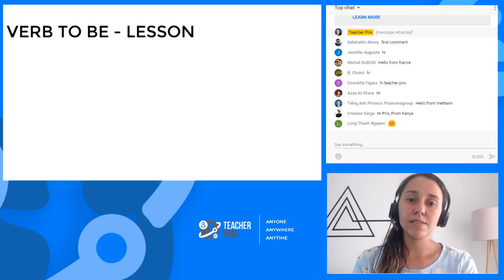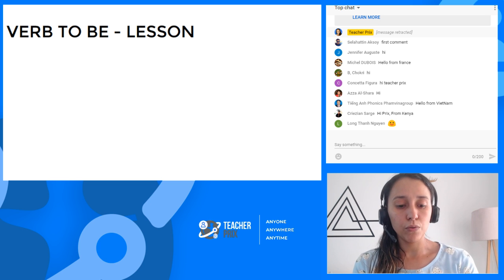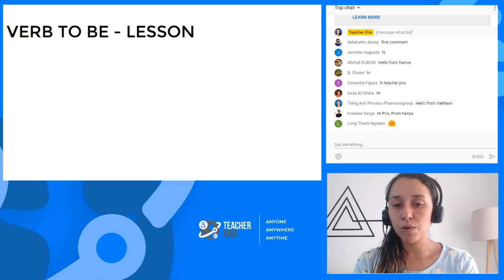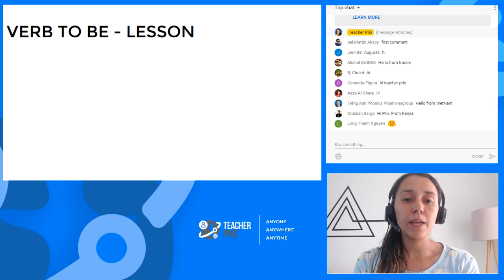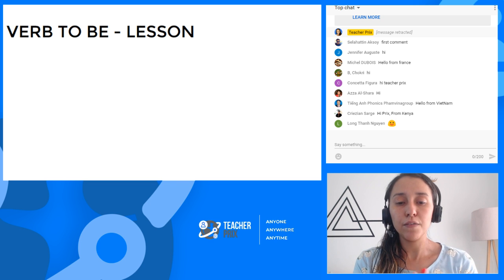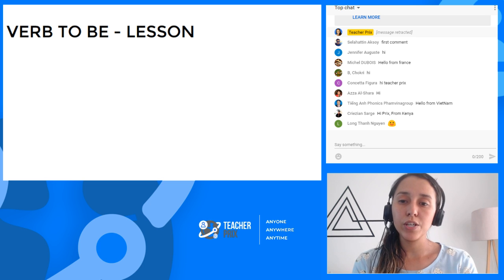Okay, so today these are some things that we are going to cover. We're going to cover the different uses of verb to be. We're going to cover pronunciation. We're going to cover conjugation. We are also going to cover contractions, negative sentences, the confusion between negative sentences and affirmative sentences and other verbs, and in what situations we can use verb to be with another verb.